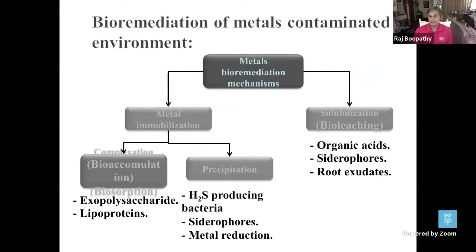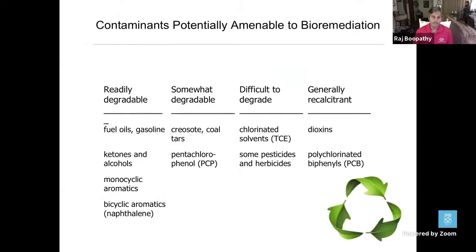So bioremediation of metal, most of the time we use phytoremediation for metal removal, heavy metal removal, okay? So we can immobilize the metal, we can bioaccumulate the metal using polysaccharides and lipoproteins. We can precipitate the metal by converting the metal from insoluble to soluble form. And then we can solubilize the metal using siderophores and organic acid and various chemicals produced by plant.